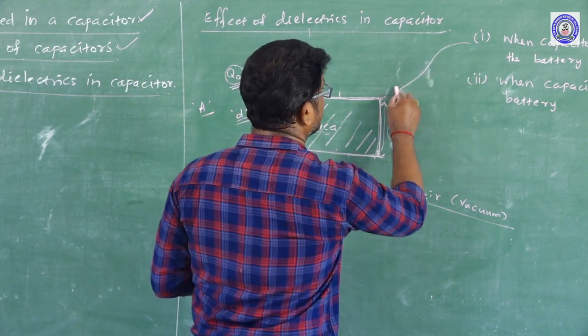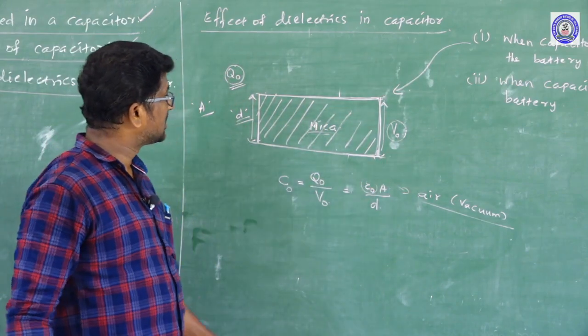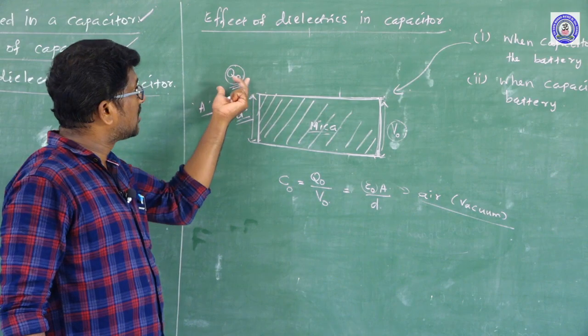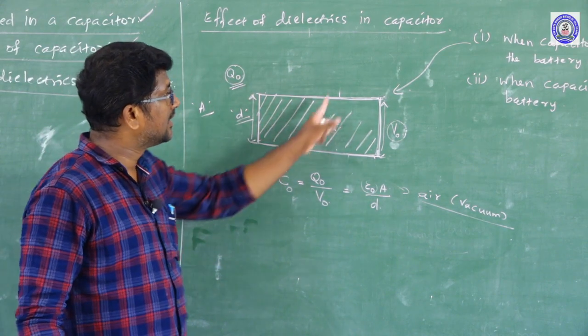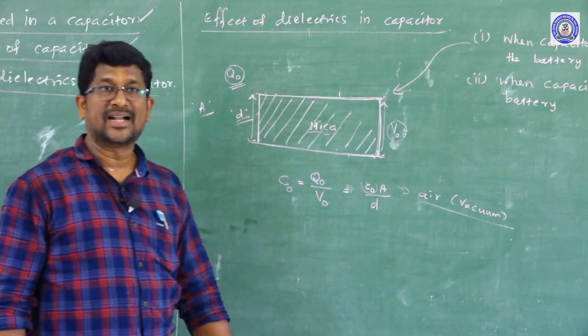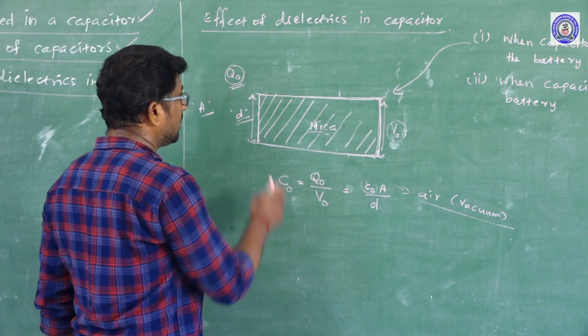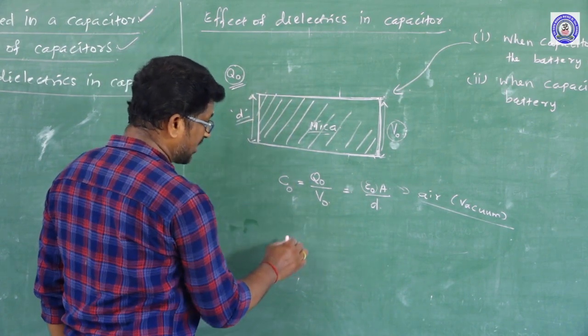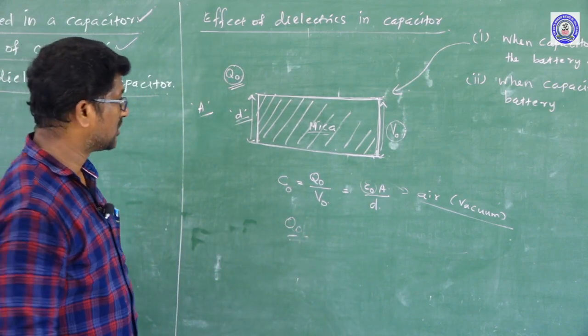Battery is disconnected, right. Initially the capacitor is connected to the battery. It stores the charge of Q naught. After introducing the dielectric material, the battery is disconnected. So, after disconnecting the battery, the amount of charge in the capacitor remains Q naught.